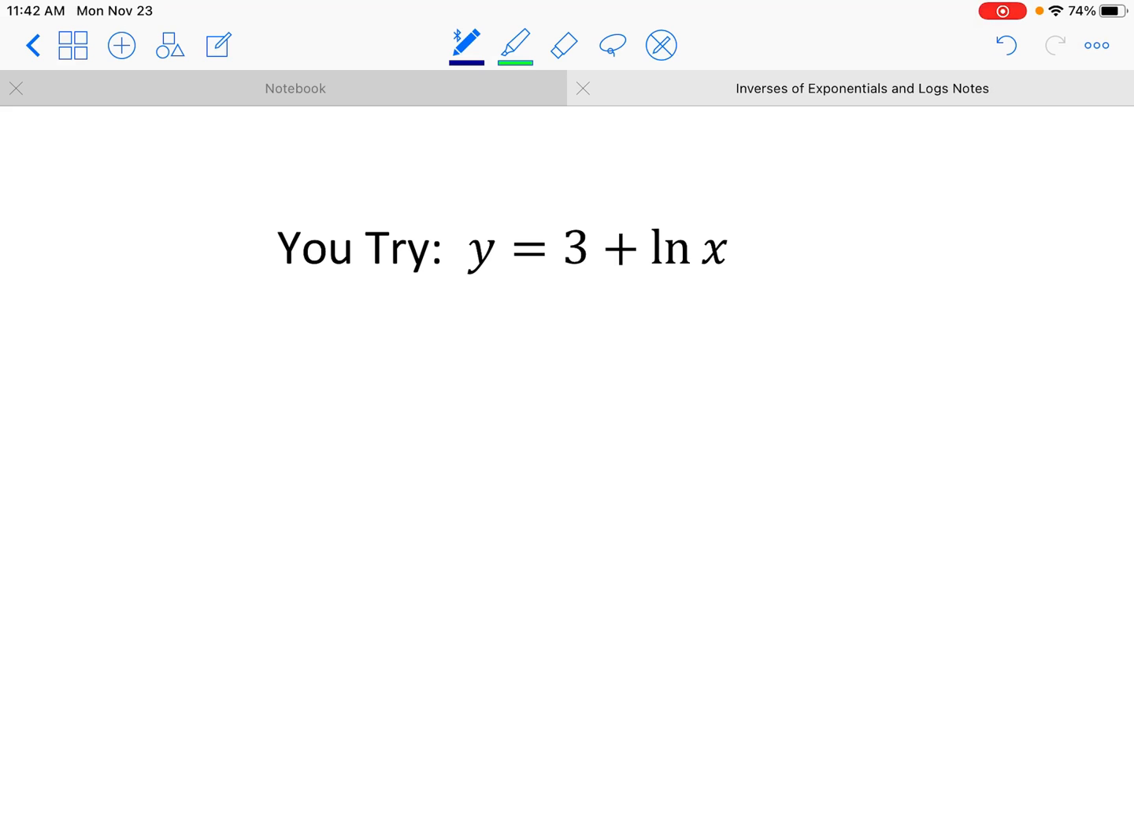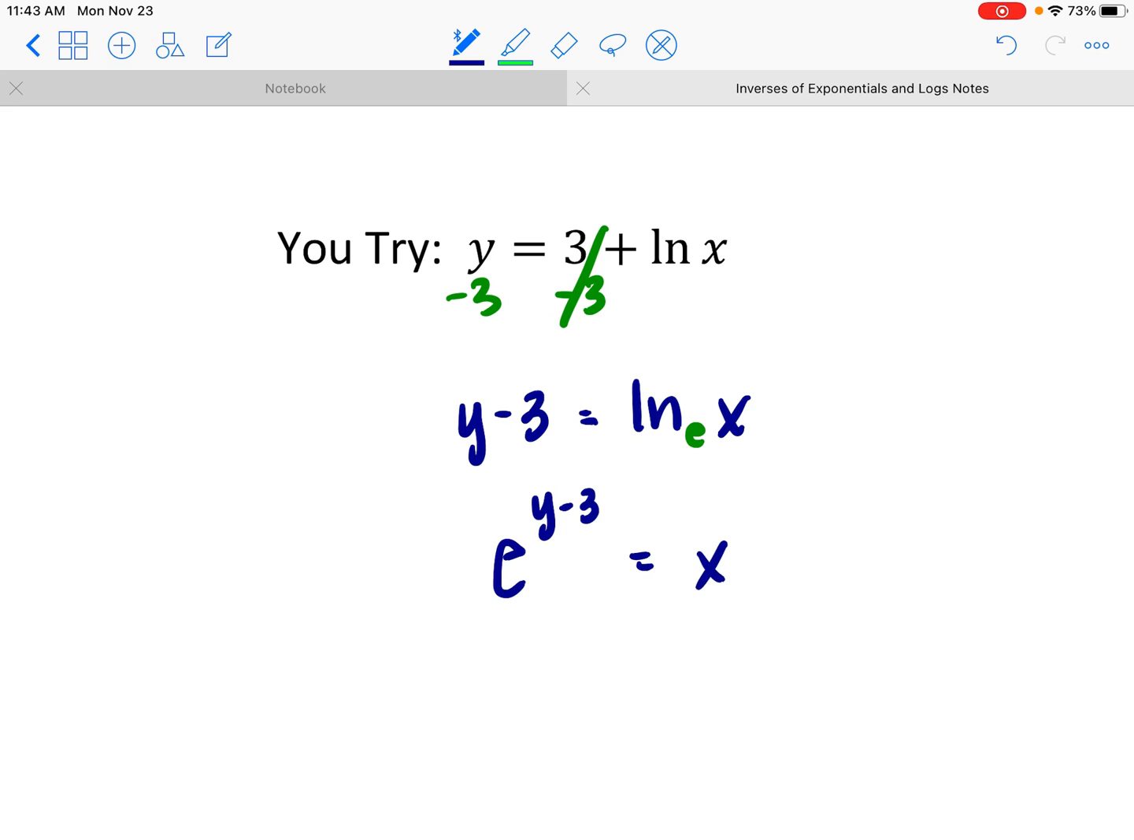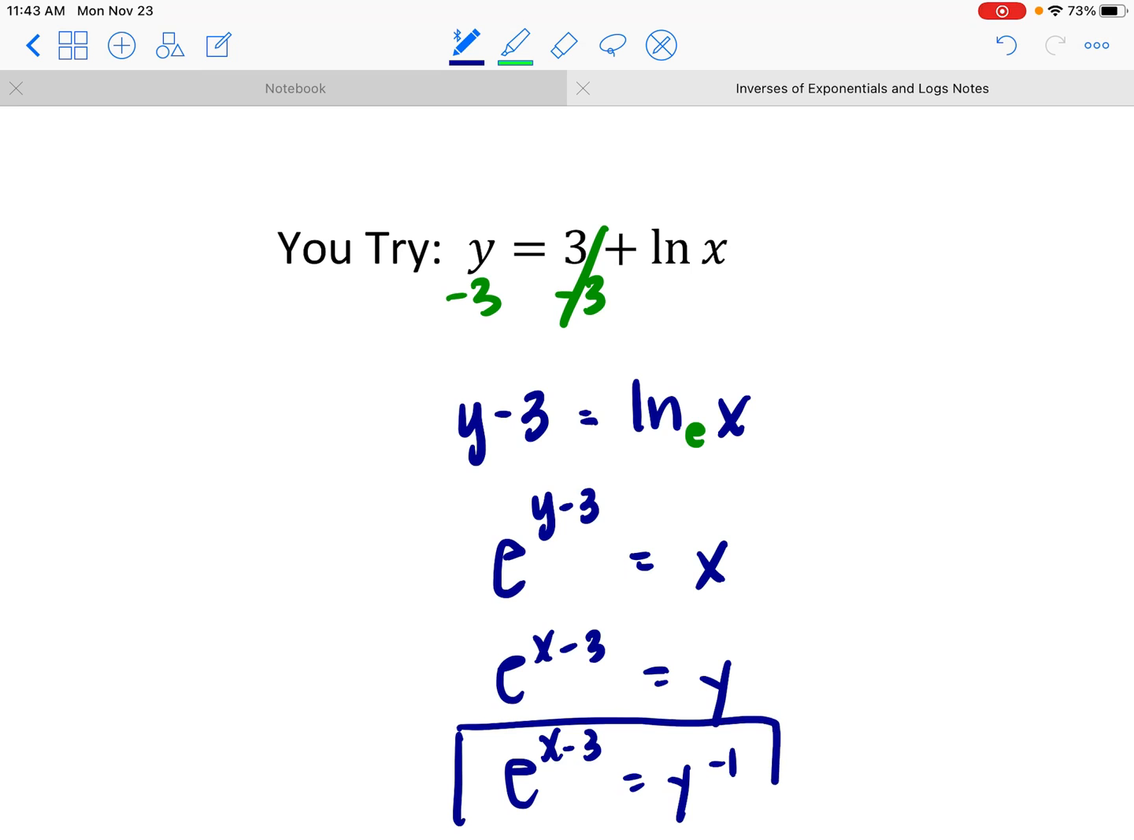Otherwise, before I rewrite this, that plus 3 doesn't have a place to go. So I'm going to start by subtracting 3 from both sides. So we have y minus 3 equal to the natural log of x. And then remember, this is base e. So when I rewrite this, to solve for x, it's going to be e to the y minus 3 power equal to x. Done. Solved for x. The rewriting solves for x. So we just need to switch x and y, and then call it the inverse. So e to the x minus 3 equals y inverse. And there it is.